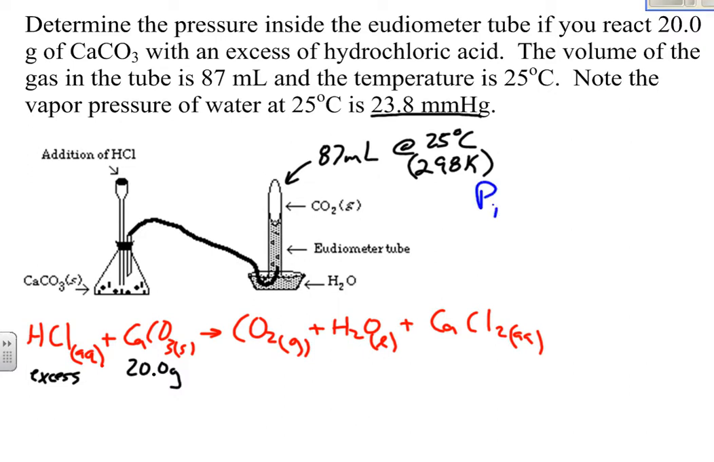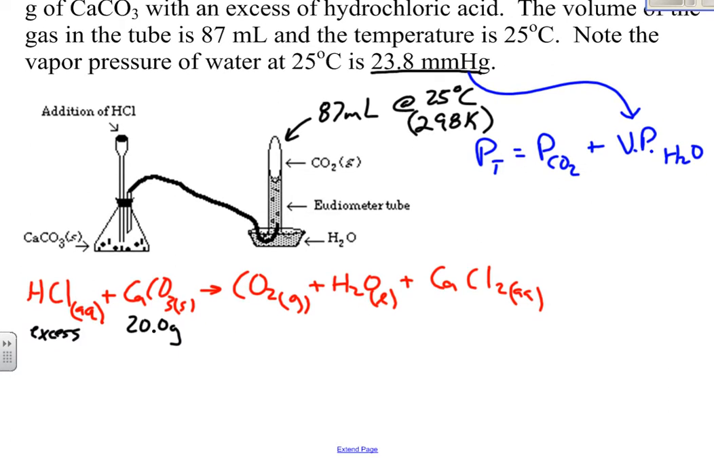Obviously, our total pressure inside the tube is going to be equal to the pressure of the carbon dioxide that's produced plus the vapor pressure of the water. Now, we already had the vapor pressure of the water, so we're going to be able to plug that in. How do we get the pressure of the carbon dioxide? Okay. Well, we go ahead and bring in our PV equals nRT. And so we'd have the pressure of the CO2 would equal moles of CO2, R, our universal gas constant, our temperature, divided by the volume of the CO2.